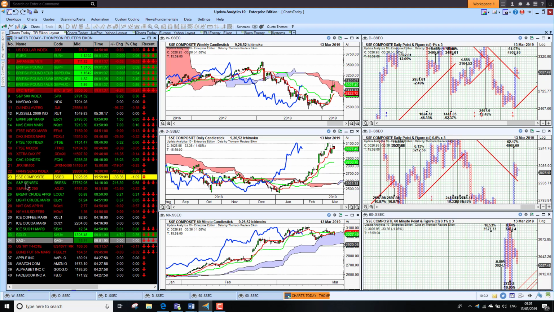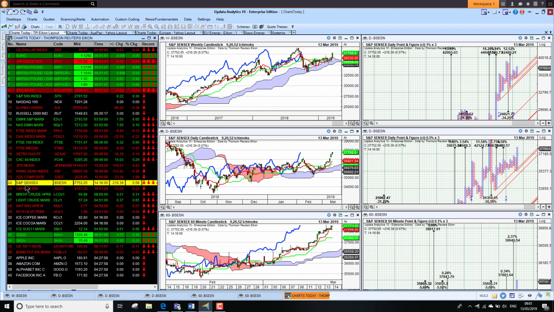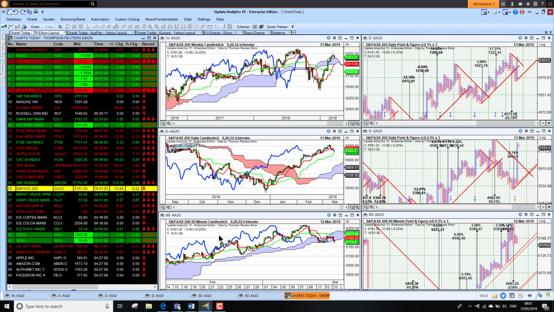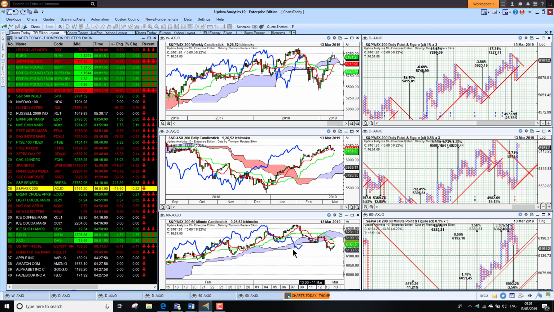But at the moment, we've got to wait and see. The Indian market looking strong, powering ahead, up 0.6% overnight. India is still one of the best looking stock markets going, and the Aussie market was actually weaker, just entering some bearish territory here on the short term chart.